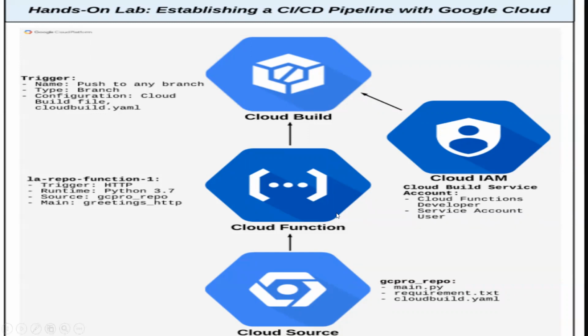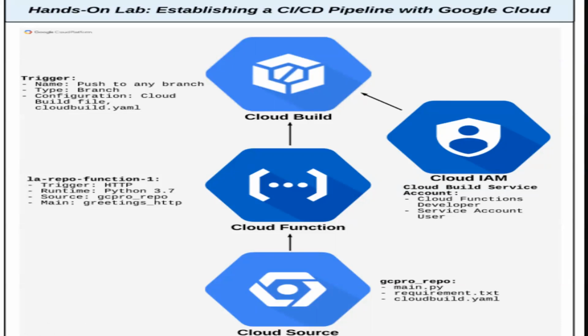Yesterday how was it triggered? Any check-in happened, the application code build is triggered, right? Similarly, yesterday it was Cloud Run, but today we are using Cloud Functions. That is the only difference, nothing much. But apart from that, there is one prerequisite, that is Cloud IAM, meaning identity access management.